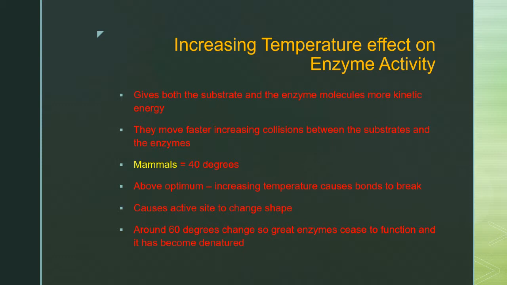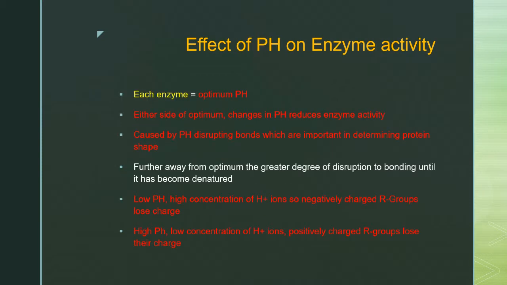But if you go above the optimum, the increase of temperature causes these bonds to break. And this causes the active site then to change shape. At about 60 degrees, the change will be so great that the enzymes will cease to function and they will become denatured.